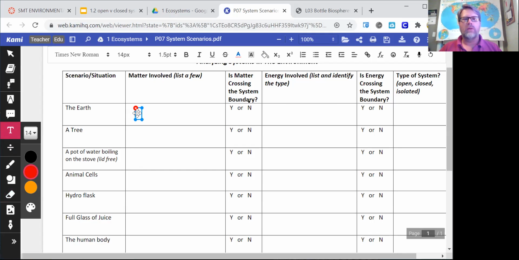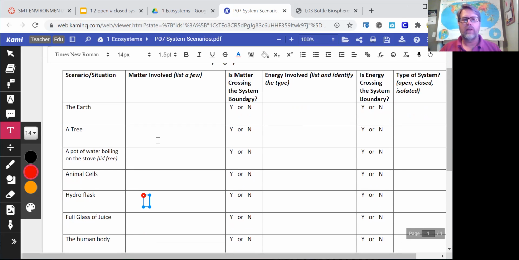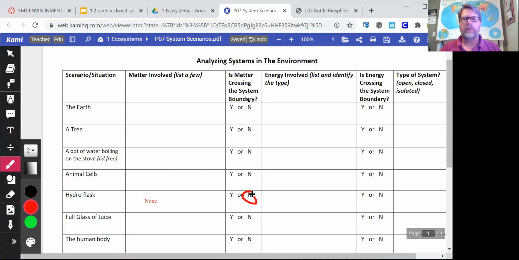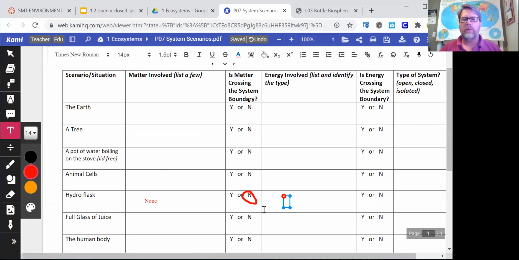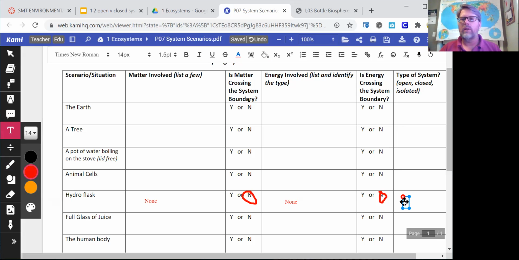So the Earth. Let's start with one we just talked about, the hydro flask. Okay, if the lid is on, does any of the matter flow in or out? Hopefully none. Okay, which means we can say, is matter crossing the boundary system? No, I put the lid on. And then you can say, well, if the lid's on and it's a good hydro flask, can any of that thermal energy flow in or out of the hydro flask? Well, not really. Okay, which means we're going to have nothing here as well. Okay, and then our text box for our last one here. All right, so no energy is moving across the boundary, no matter is moving across the boundary, therefore it's isolated.